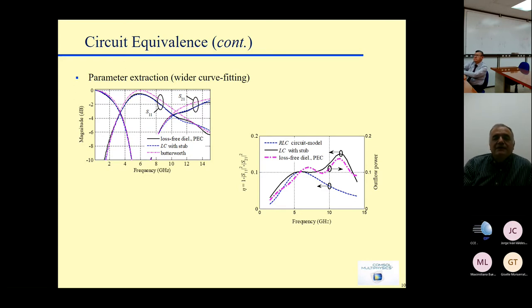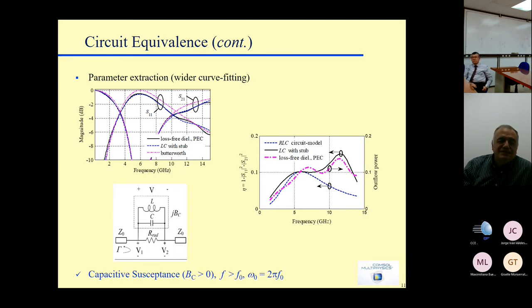We are comparing here the electromagnetic response in black line and in dotted blue line, the DGS with the stub, the proposed model, and a Butterworth. And we can see also in the other results that we have the losses and the output flow power. We can see that our model fits radiation well, the output flow power, and we can see a better match.